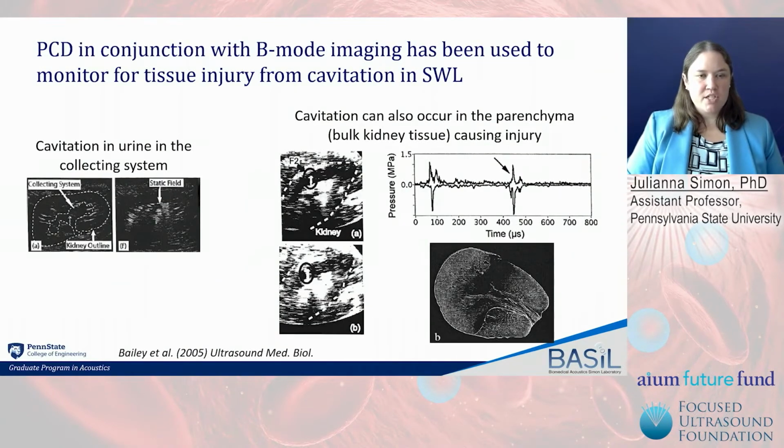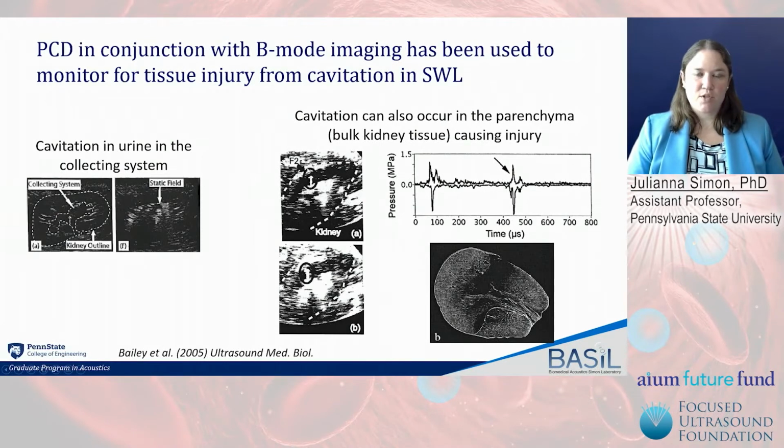When we get the cavitation in the collecting system, that of course helps break up the stone. But in 2005, Mike Bailey showed that, well, we can also get cavitation in the parenchyma, and that causes tissue injury. And so here's just an example of cavitation in the collecting system. We get a very strong hyperechoic signal in this case. And that's great because that would work to break the stone. However, we also get it in the parenchyma.